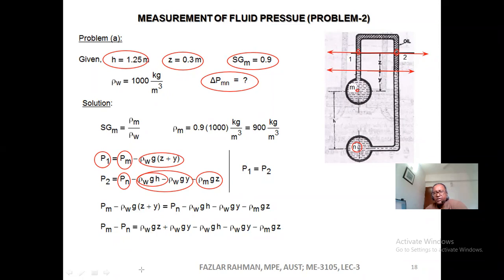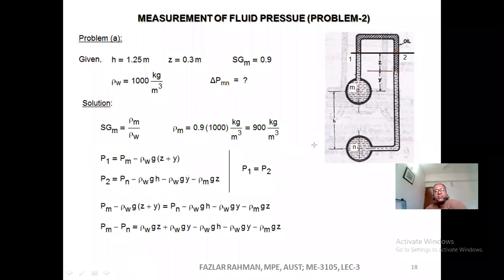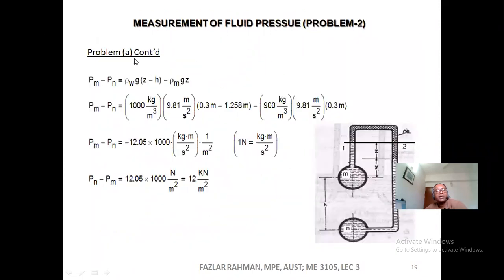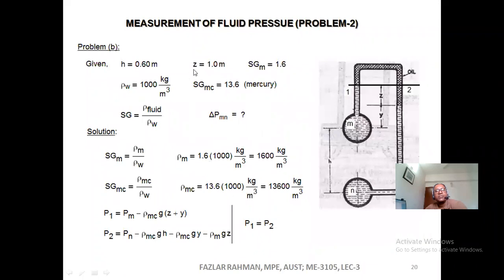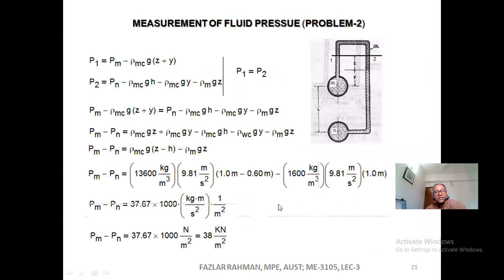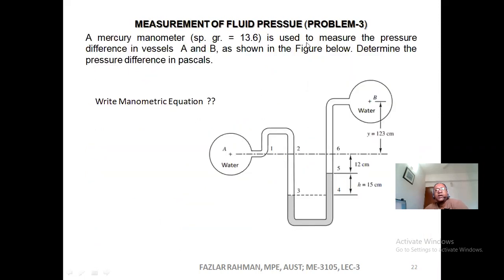Now, the second one is the same thing. This is problem A, I figure out 12 kilonewton per meter square, okay? And part B is the same, just with some different data. In that case, the value comes to 38 kilopascal, okay? So, any question? Any question? No, sir.